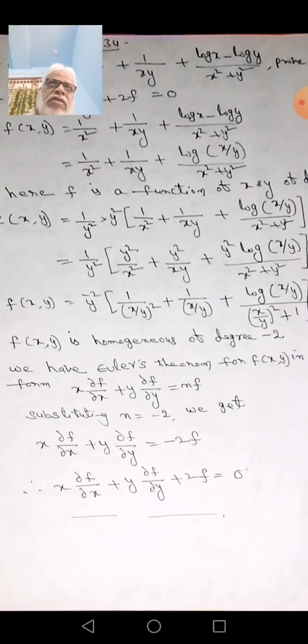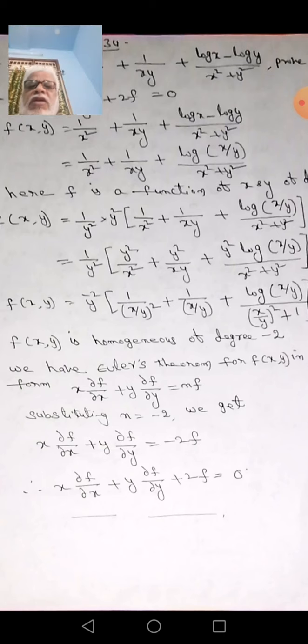There are only the terms sin u and cos u. That is not a homogeneous function. That's why the total equation can be changed into the x by y form. That's why here we multiply and divide by y square.